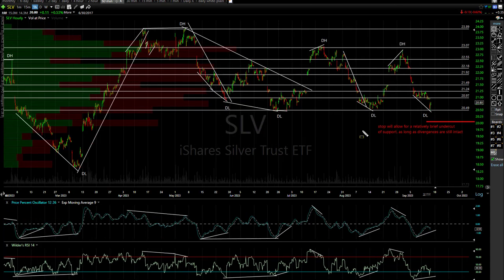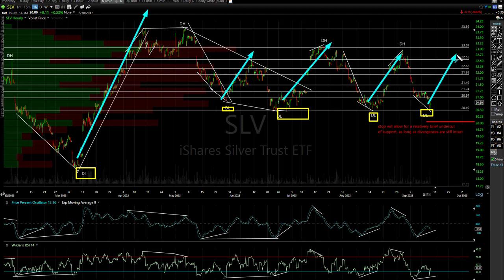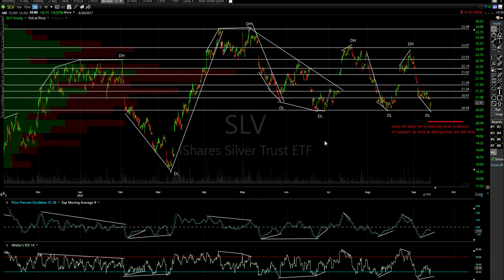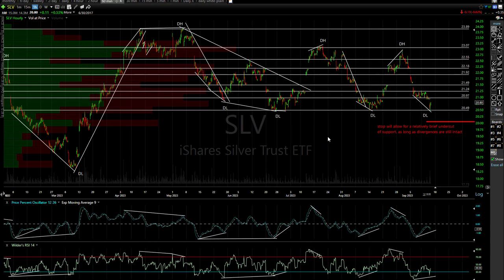So there it is. Again, watch, rinse, repeat. Divergent low at support, divergent low at support, divergent low at support. There's a divergent low, there's a divergent low. And they don't always work out, but this is it.